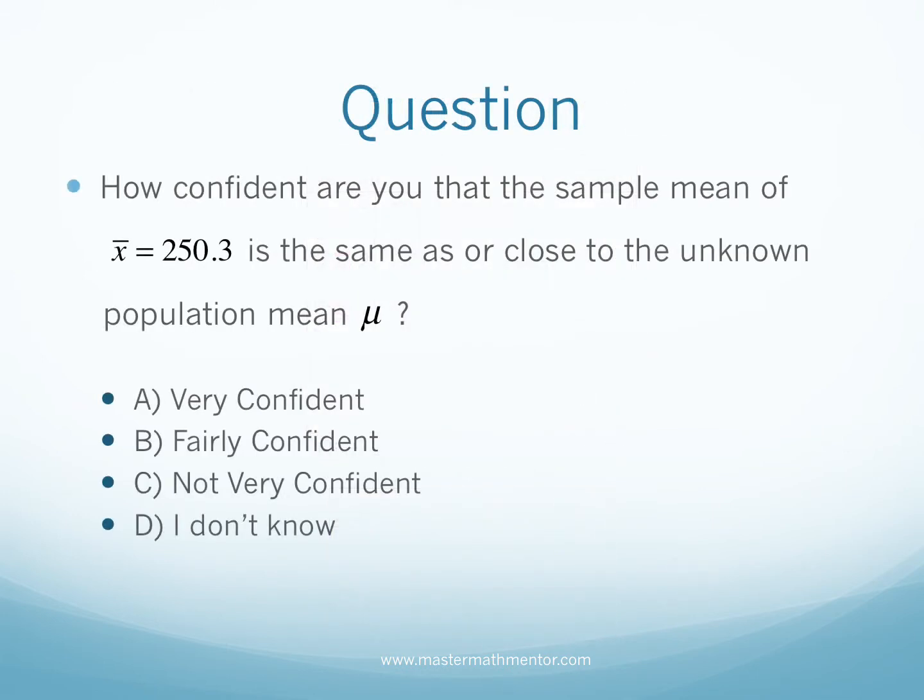Obviously, with a sample size of only 10, the histogram doesn't tell us much. But do you think that the sample mean of 250.3 is representative of the unknown population mean? Statistically speaking, we are asking, how confident are you that the sample mean of x bar equals 250.3 is the same or is close to the unknown population mean mu? A, very confident. B, fairly confident. C, not very confident. D, I don't know.